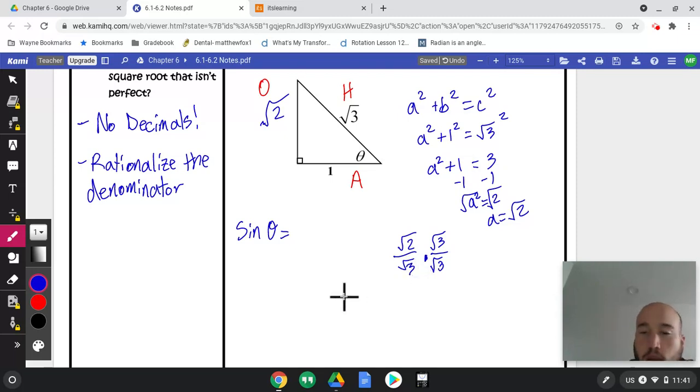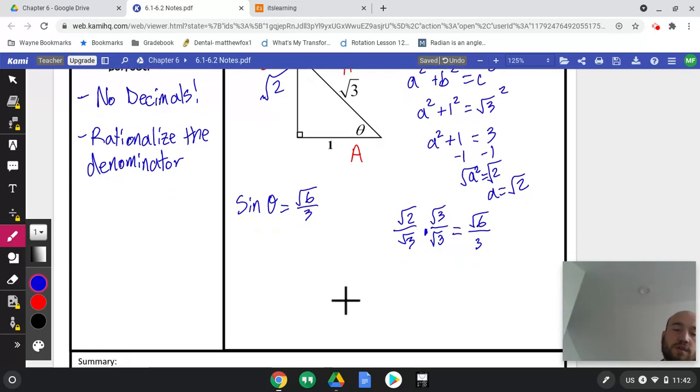So as we do that, across the top, square root of 2 times square root of 3 becomes square root of 6. And on the bottom, we'll get 3. And we can stop right there. So square root of 6 over 3.